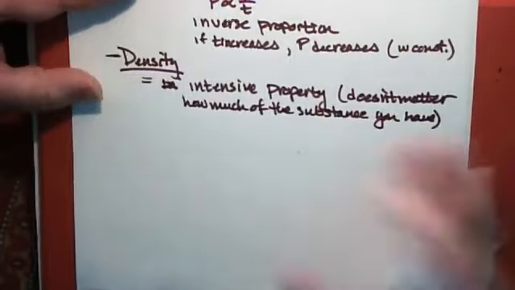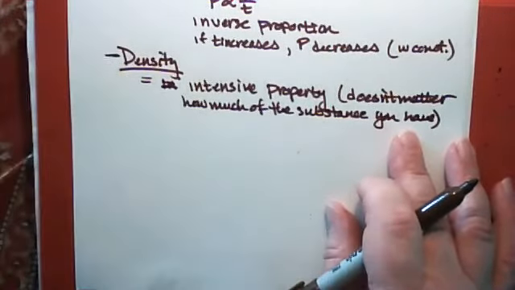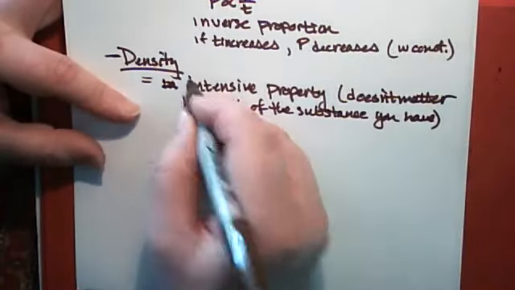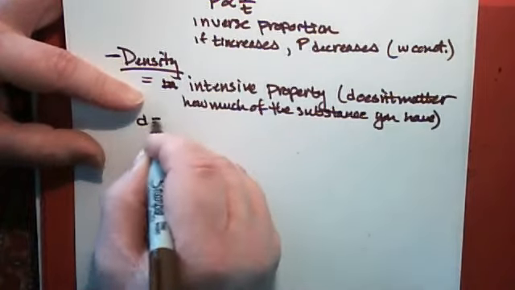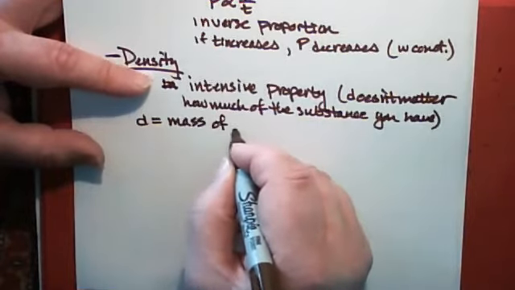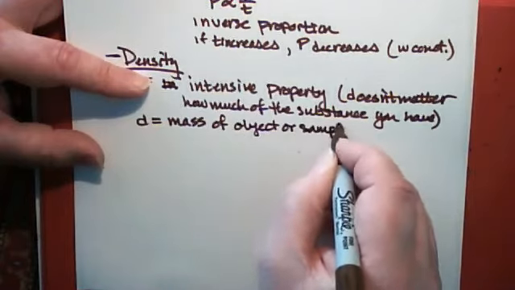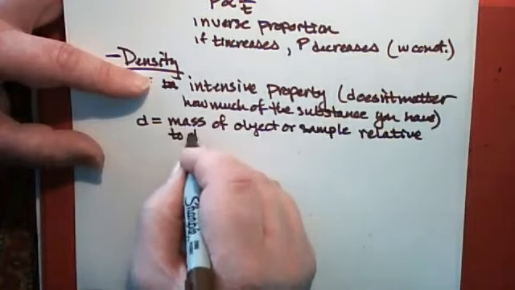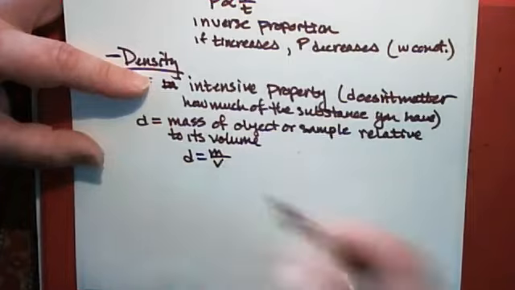So the density of lead is the same regardless of whether you've got a little bit of lead or a lot of lead. Lead is lead, and it has the same density no matter how much you have. Density is mass of an object or sample relative to its volume. And the equation would be D equals M over V, mass over volume.